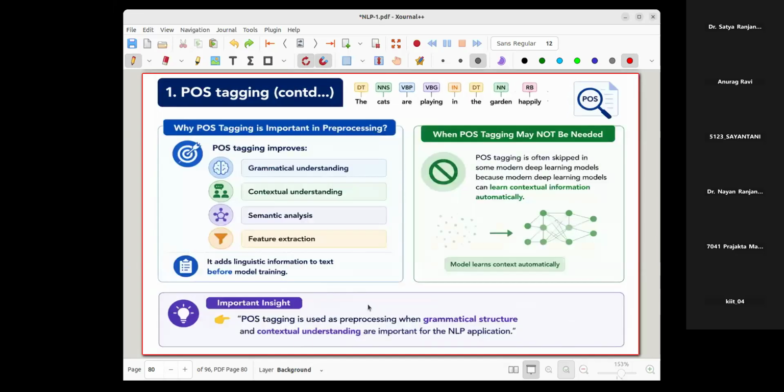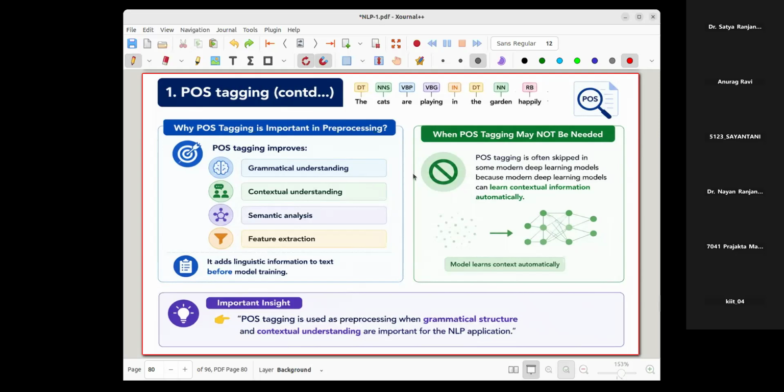Now, why is it required? Because of grammatical understanding, contextual understanding, semantic analysis, and feature extraction. The POS tag adds some more extra linguistic information to the text before model training. So only giving the word is not sufficient. If you can give more information about the word in a sentence, then your model will be more accurate. That's why we generally provide this POS tagging information to the model.